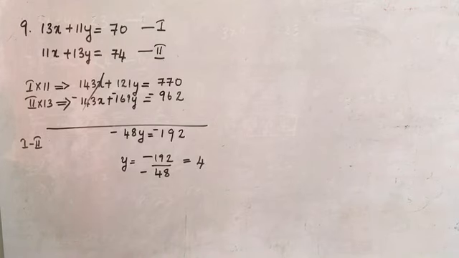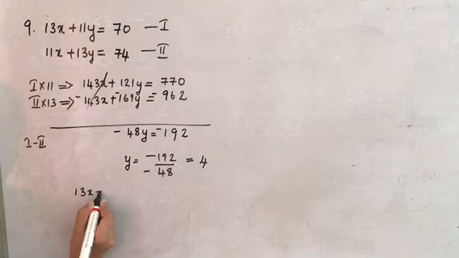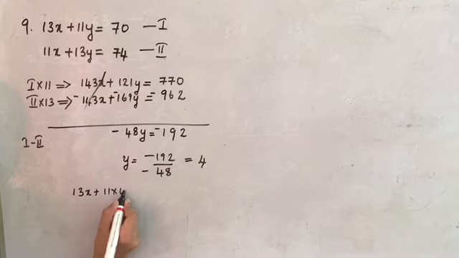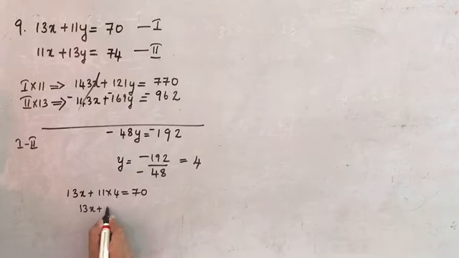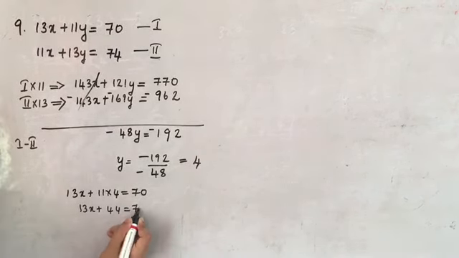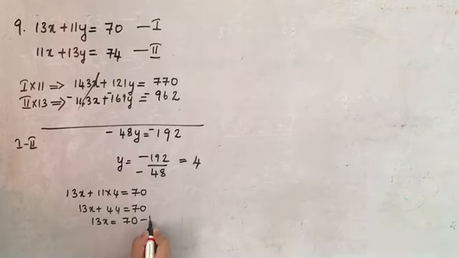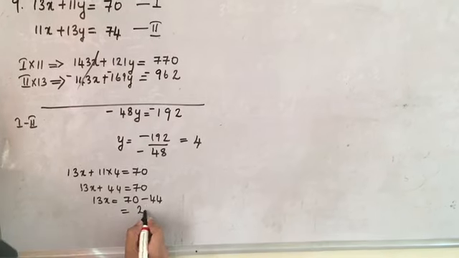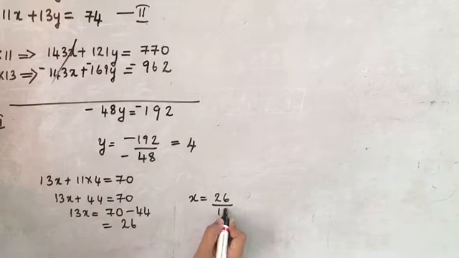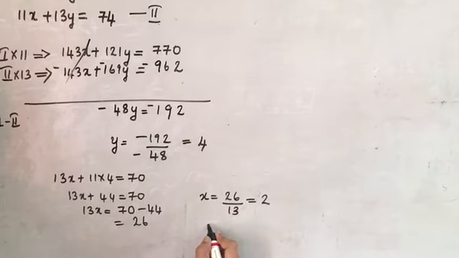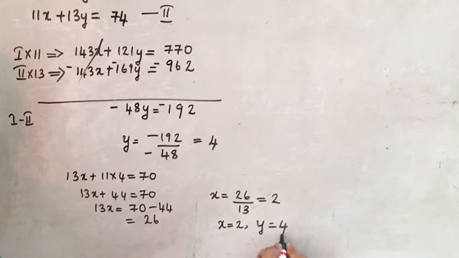Let me substitute it into the first equation. So we get 13x plus 11 into 4 equals 70. 13x plus 44 equals 70. 13x equals 70 minus 44, that is equal to 26. So you get x equals 26 by 13, that is equal to 2. So you get x value equal to 2 and y value equal to 4.